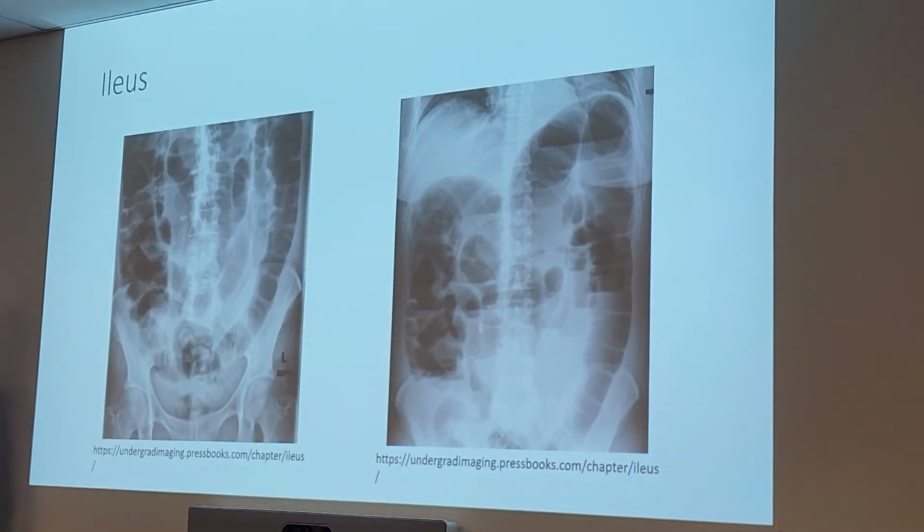A few more pictures. So ileus always looks like spider webs, or I'm not going to say it always looks like spider webs, but it's just that the bowel is going to be super distended. Okay. I see a ton of air.